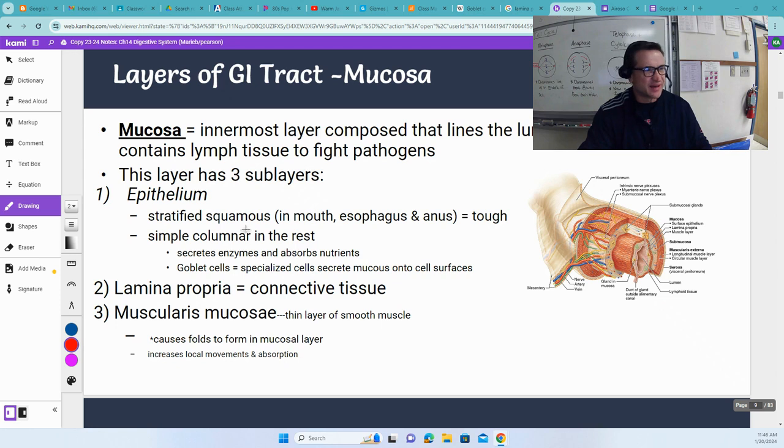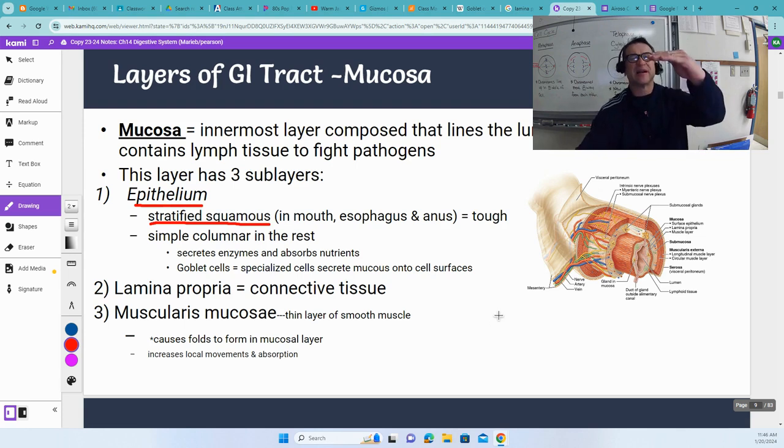The innermost layer next to the lumen is made of epithelium or epithelial cells. Your skin cells are epithelial cells. So all the cells that line the outside of your body, and they also line the cavities of the inside of your body, like inside of your mouth, those are epithelial cells. We got two types here. We got first what's called stratified squamous. If you really, really did a good job in the summer assignment, maybe remember that. I doubt it, but maybe you've heard of it.